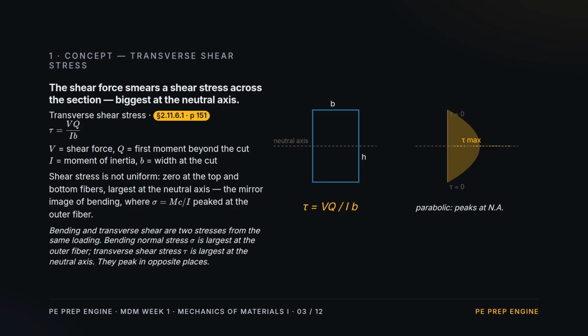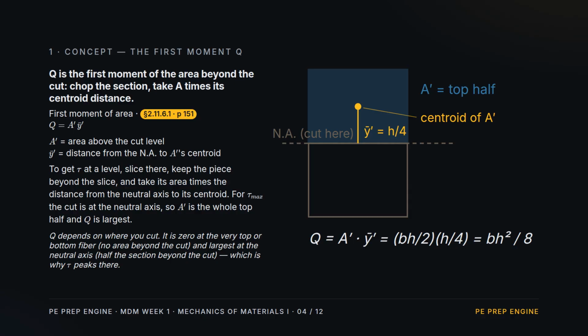But the stress is not uniform. It is 0 at the top and bottom fibers, and largest at the neutral axis. That is the exact mirror of bending, where the normal stress peaked at the outer fiber and vanished on the neutral axis.